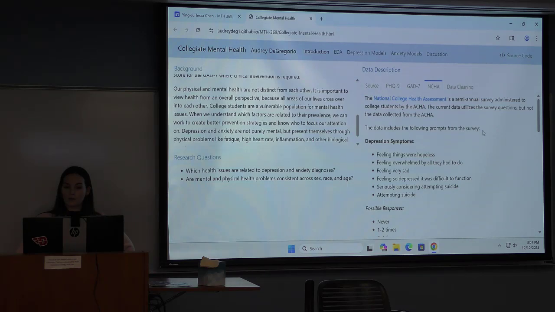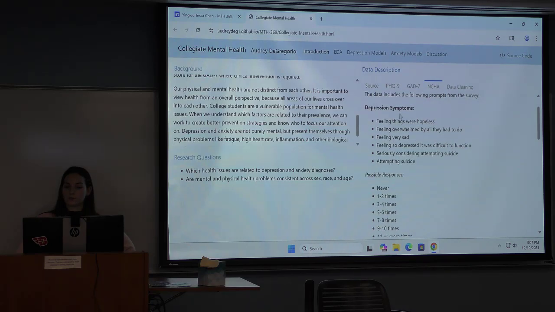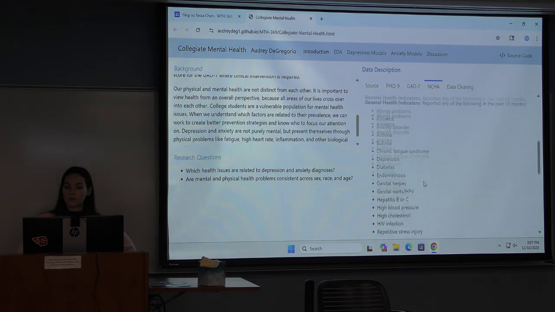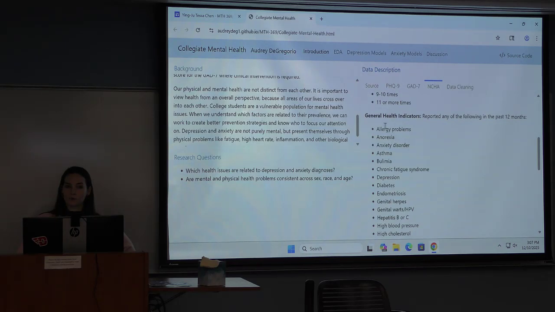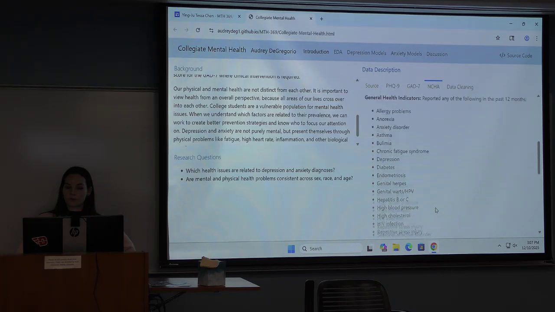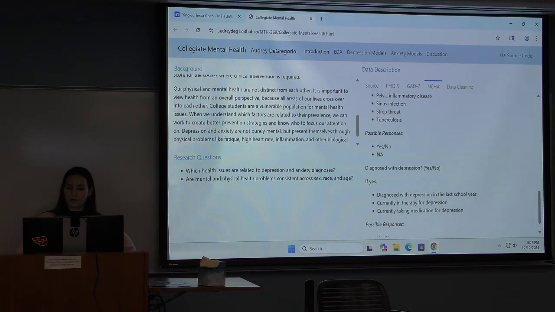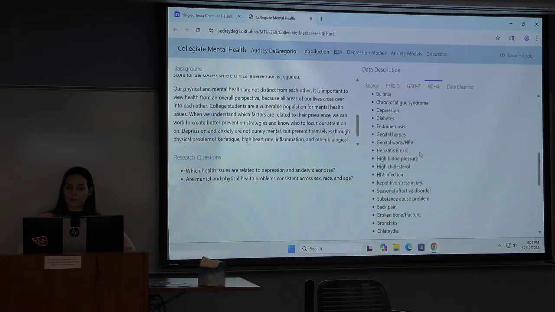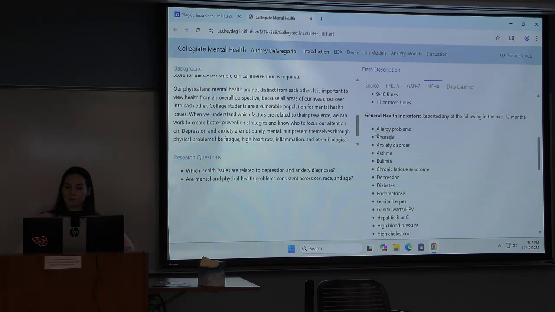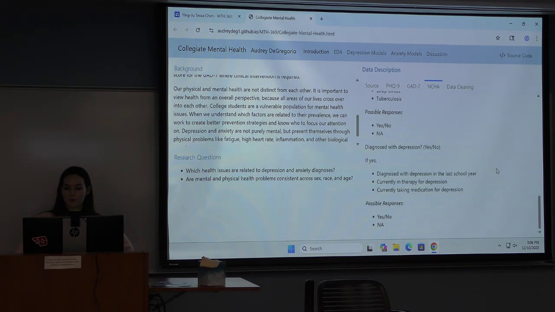And then for physical health, the National College Health Assessment is a semi-annual survey administered to college students, and it has a lot of different questions. Some include depression symptoms, and then general health indicators. This is mostly what I'm going to be looking at for the predictors of depression and anxiety. These are all binary, as in whether you had allergy problems within the past 12 months, for example.